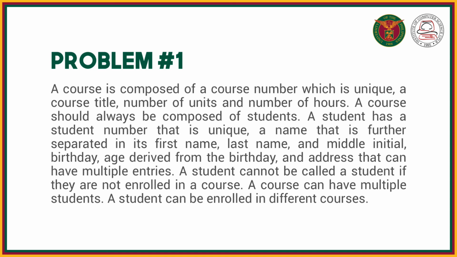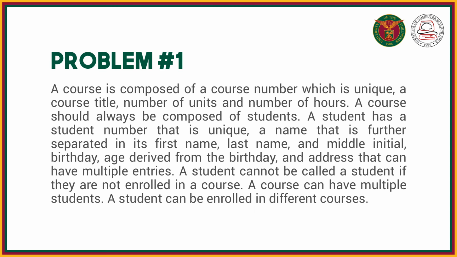A student has a student number that is unique, a name that is further separated into first name, last name, and middle initial. We have birthday, age, and address that can have multiple entries. A student cannot be called a student if they are not enrolled in a course. A course can have multiple students. A student can enroll in different courses.